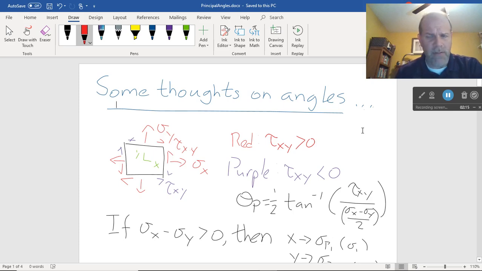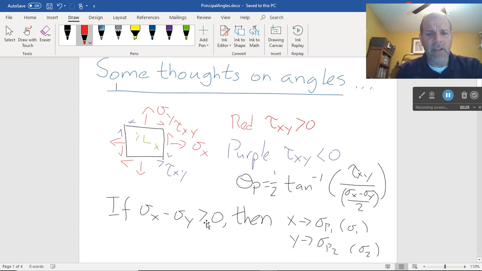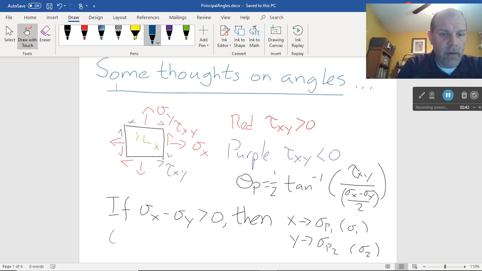That's a basic equation. There's a video back from about a week ago from me. You can find something somewhere else, doesn't matter, that shows how this comes about. That's all good. So now what? I said that if sigma x minus sigma y is bigger than 0, then x goes to sigma p1 or sigma 1, y goes to sigma p2 or sigma 2, where we assume, of course, in general, and I should probably note this, sigma 1 is bigger than sigma 2.